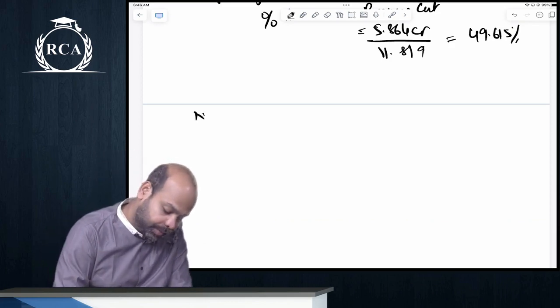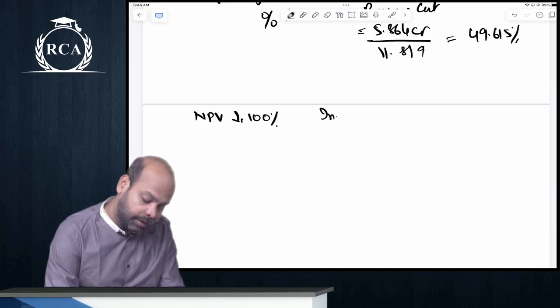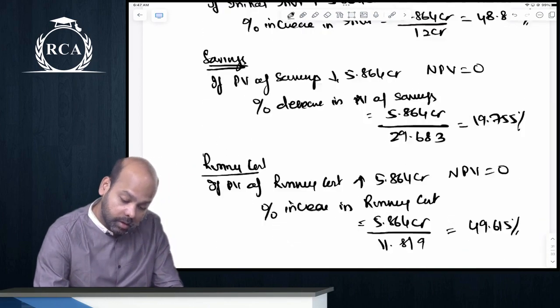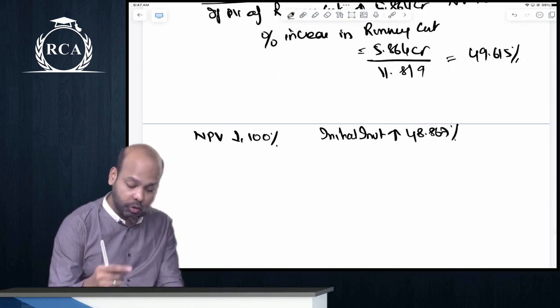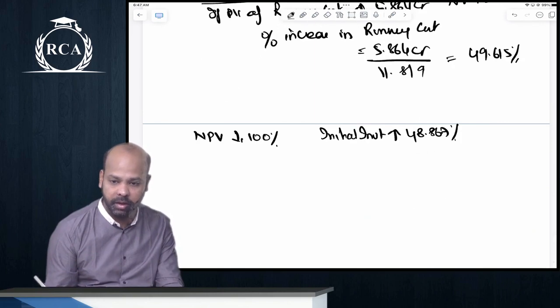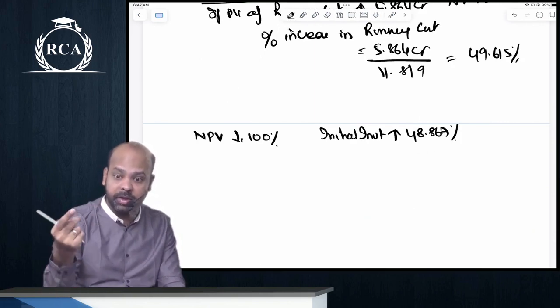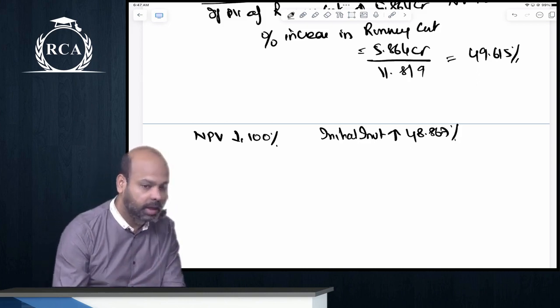What is happening here? NPV is reducing by 100% if initial investment is increasing by 48.867%. If you want to see what is the impact, you should divide 100 by 48.867. You will know for every 1% change in initial investment, what is the percentage change in NPV. Is the opposite approach making sense or not?